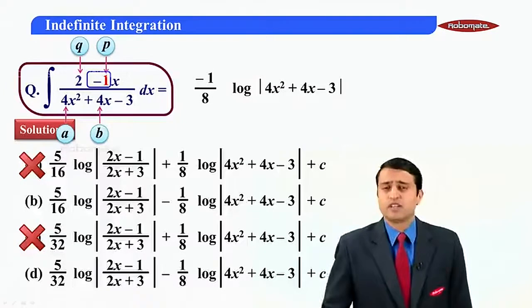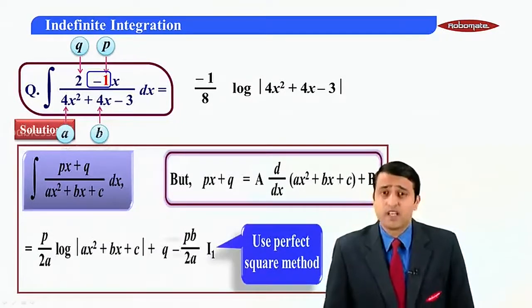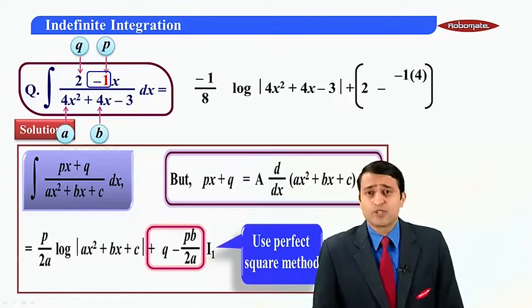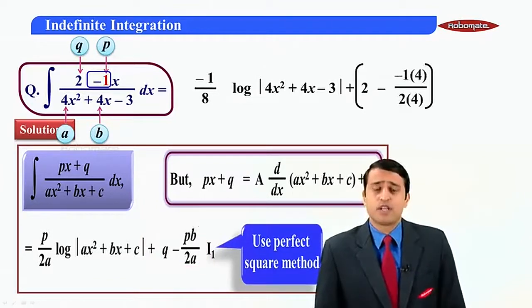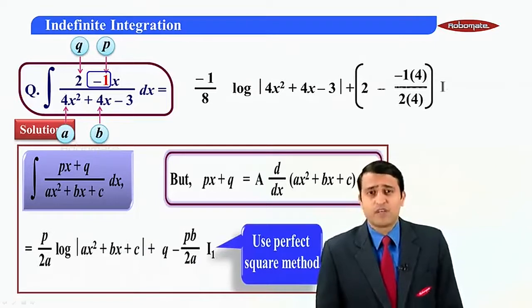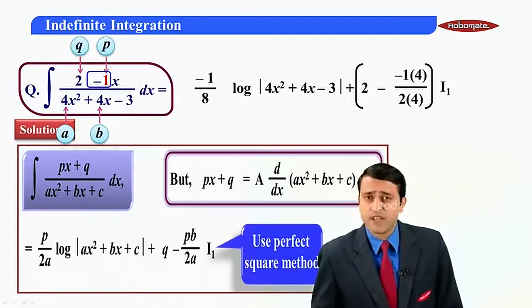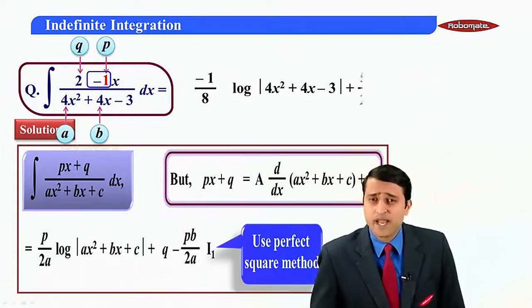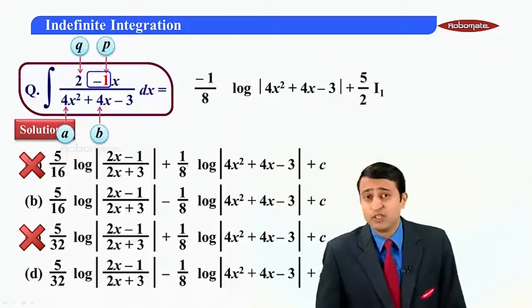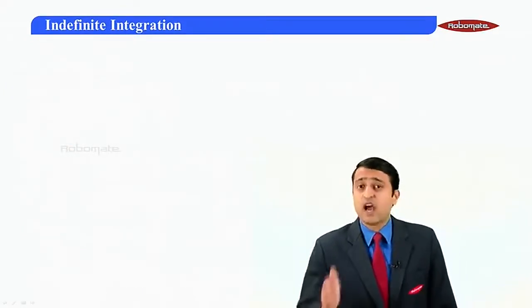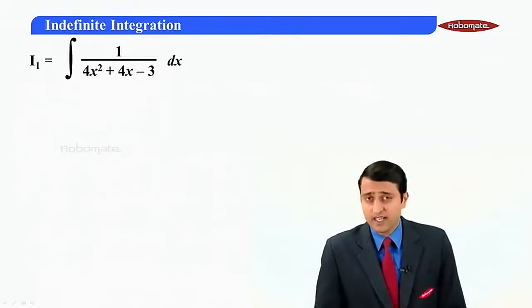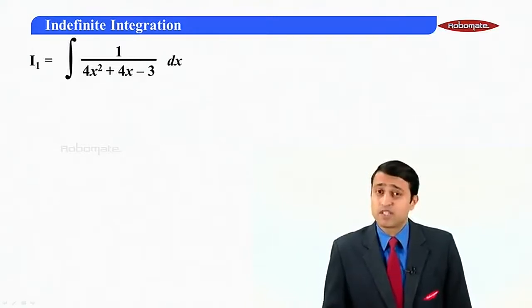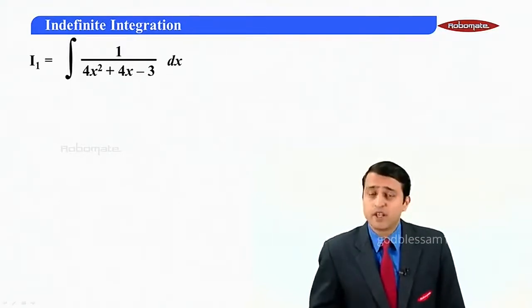Now let us go further. Let us see the calculation for the next part, that is Q minus PB upon 2A. So let us substitute the values. Q is 2 minus of minus 1 into 4 upon 2 into 4 followed with I1, that is the integral which we have to solve. Now my dear students, 4 and 4 will cancel out, so we can say we are left with 2 minus of minus half, that is 5 by 2 into I1. Now let us see what is I1 equal to. This is I1, correct? 1 upon 4x square plus 4x minus 3. Now we have to actually solve. This sum is not possible to be solved by eliminating the options completely.